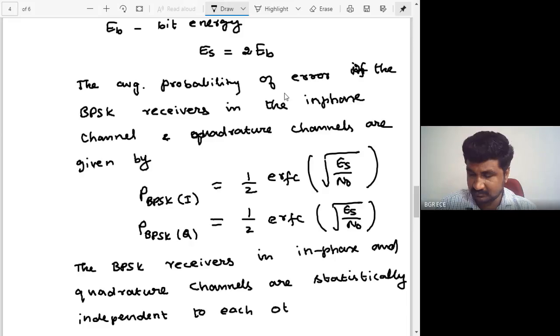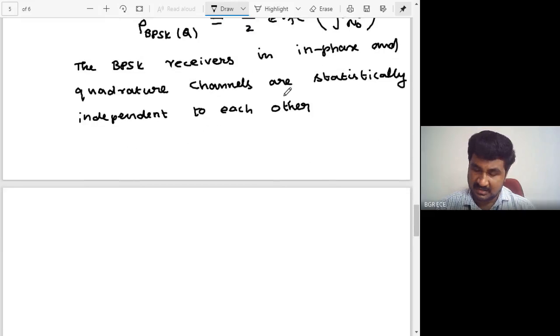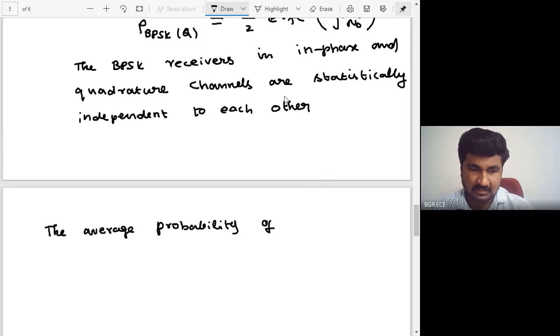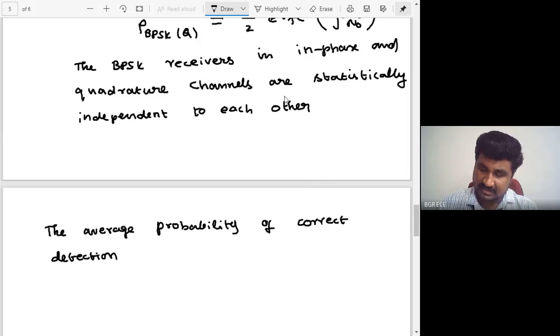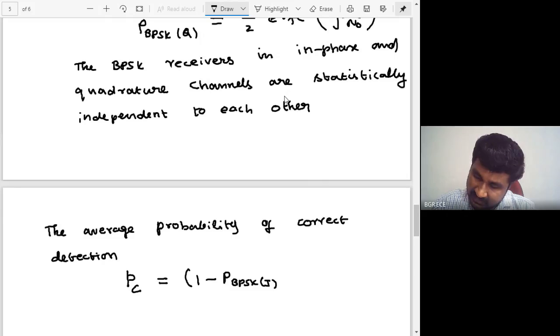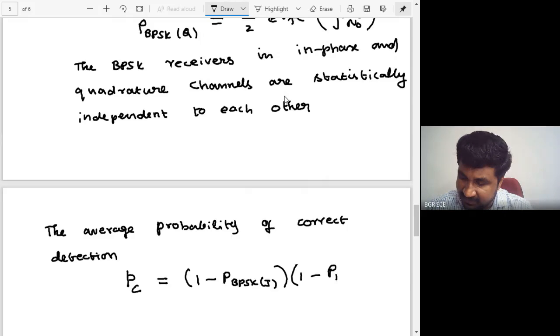Hence, the average probability of correct deduction can be written as P suffix C, which is equal to 1 minus the probability of error of the BPSK receiver in the in-phase channel, and 1 minus the probability of error of the BPSK receiver in the quadrature channel.